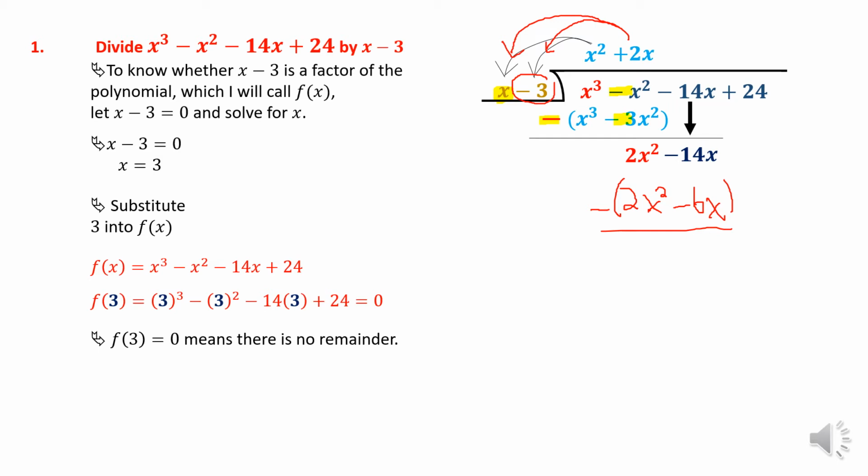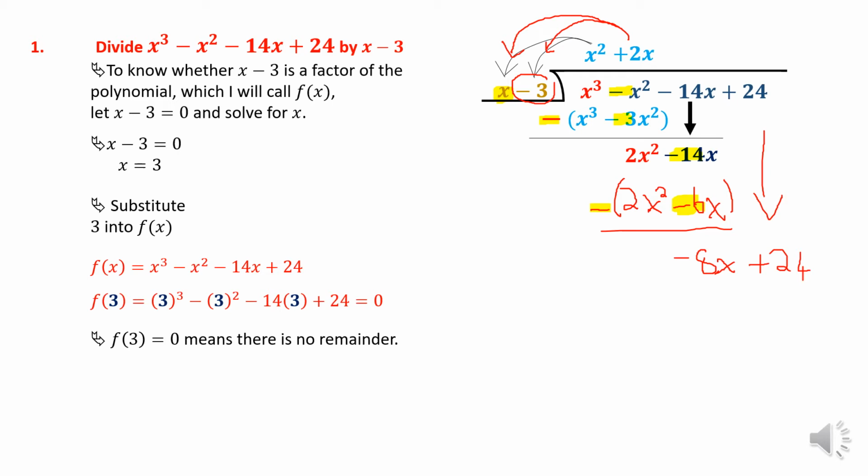Obviously, you are dealing with the x squared terms, they cancel each other. But when you have negative 14 minus your negative 6 here, that is going to give you negative 8 if you check there. So I'm going to have negative 8x. And then I have to bring down that 24 again. Once I bring that 24 down, I'm going to end up repeating the process again.